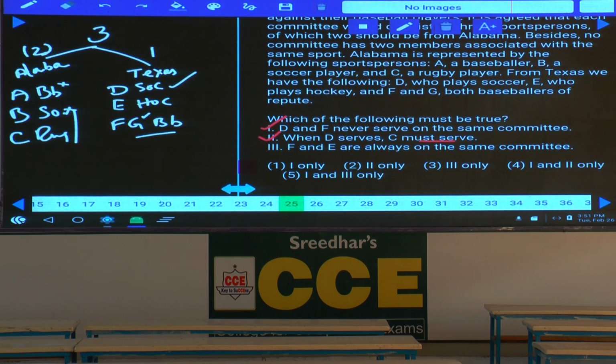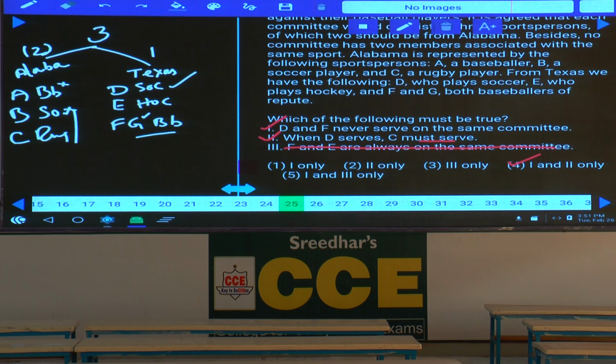F and E are always on the same committee. F and E should never be in the same committee because 2 persons from Texas is ruled out. Then what is your answer? Only 1 and 2. That is choice 4. Done with this? Question number 25, choice 4 is the answer. Clear?